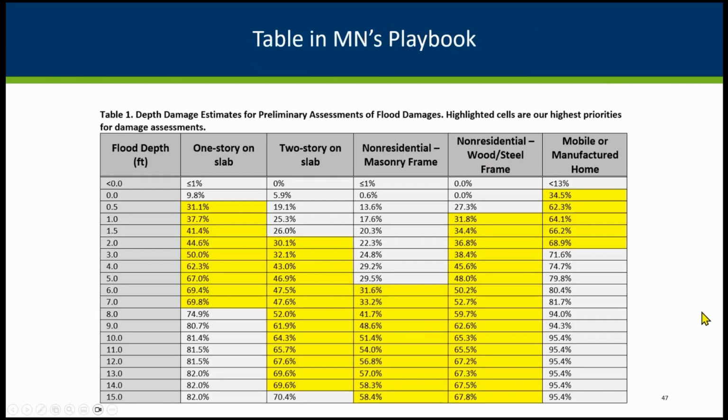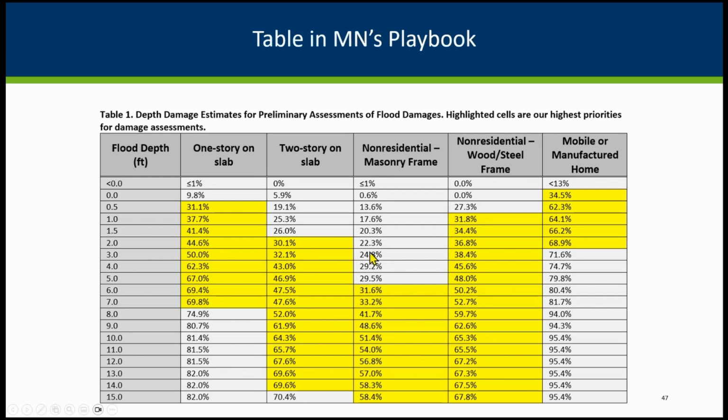In our playbook, we do look at some ways to estimate damage, and if it's one story slab on grade and they've got water on that main story, they're much more likely to have substantial damage, especially if they've got 2-3 feet on that main level. If it's 2-story and it got just up on the first level, it's got to be deeper before you're more likely to have substantial damage.